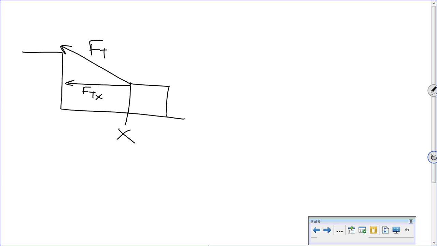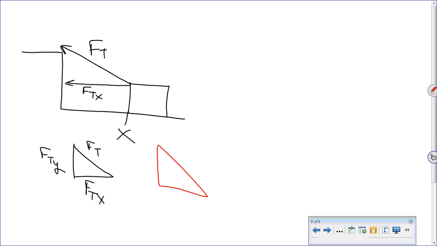Okay? So the two triangles that are similar are your force triangle, force of tension in the x direction, force of tension in the y direction, and your displacement. Displacement's not the right word, but like your length, your distance triangle, right? The idea is horizontally, this rope is going to stretch a distance of x.